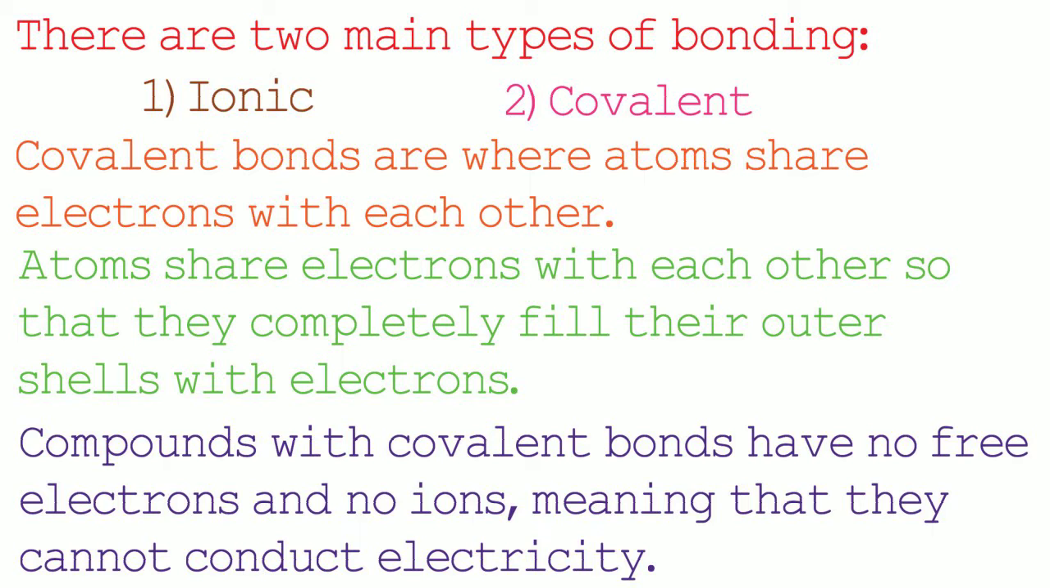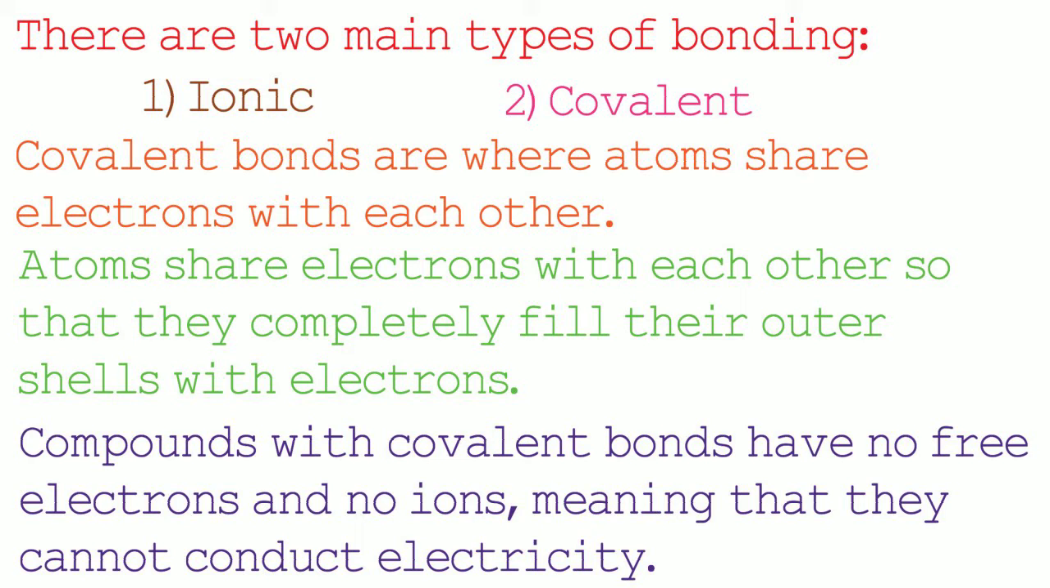So the two types of bonding are ionic and covalent. Ionic bonding is whereby one atom gives an electron to another, and because the two atoms have opposite charges, they attract to each other. And the other type of bonding is covalent bonding, and this is where atoms share electrons with each other. So let's have an example of a compound that has covalent bonds.